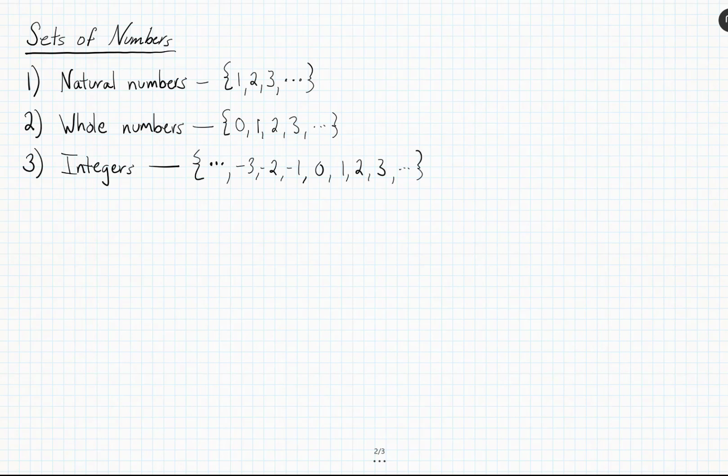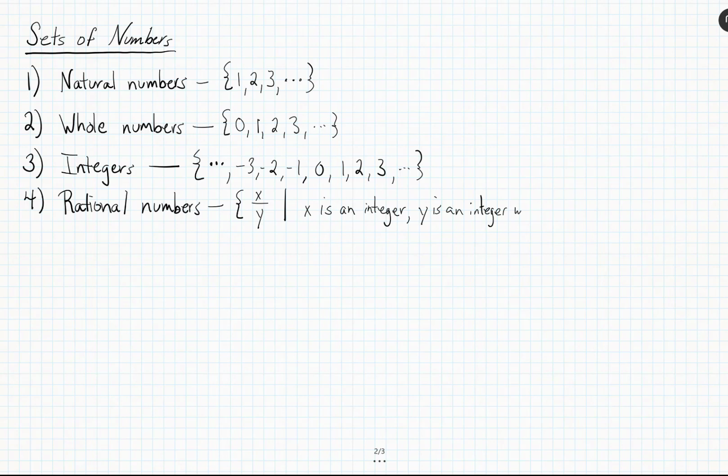And combining those, we can start to build some fractions from integers. And what are we looking at? We're looking at the rational numbers. And those are the set of numbers x over y, such that x is an integer, y is an integer, with y can't be 0 because we can't divide by 0, and x over y is in reduced form.